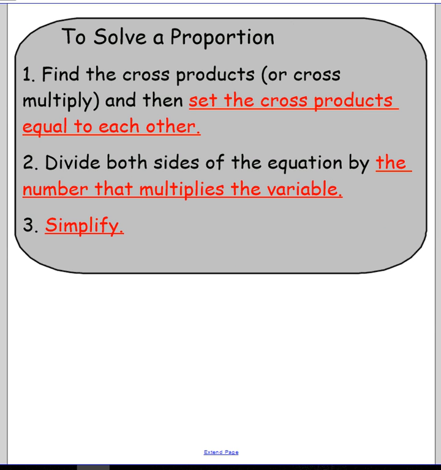To solve a proportion, so given a proportion A over B is equal to C over D, when one of the numbers is unknown, we are going to find the cross products, or cross multiply, and set the cross products equal to each other. Then we will divide both sides of the equation by the number that is multiplying the variable, or that unknown piece of the problem. And of course, we need to simplify our answer if possible.